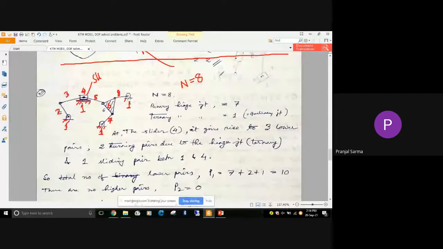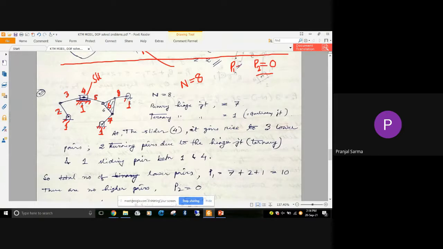So now our task is basically to find out P1 and P2. P1 is the number of lower pairs, and P2 is the number of higher pairs. Do you think there is any higher pair, that means line or point contact? What about P2? All are actually surface contacts. This is a hinge, this is the slider. These are area or surface contact only. So this is a lower pair mechanism and there is no higher pair. So P2 is automatically zero. So we should now find out P1.